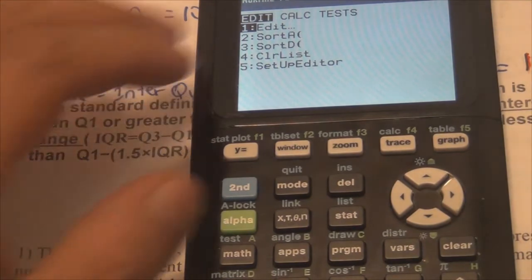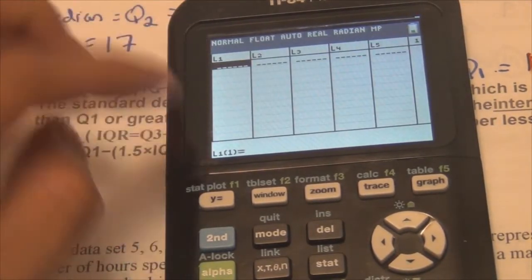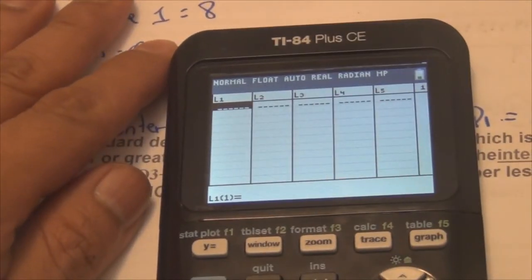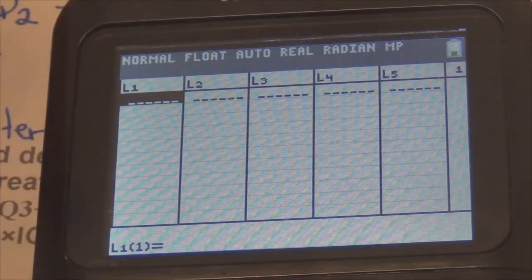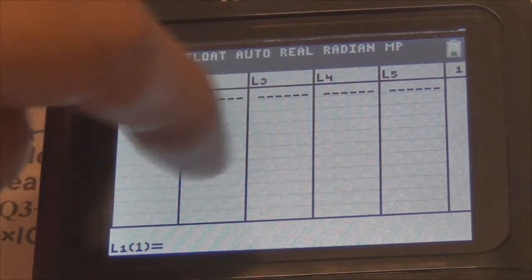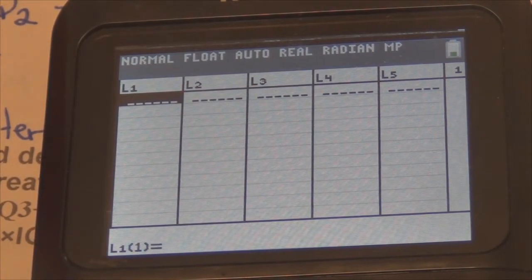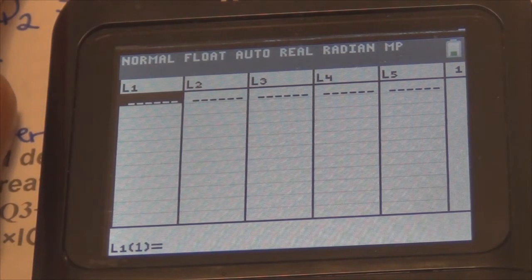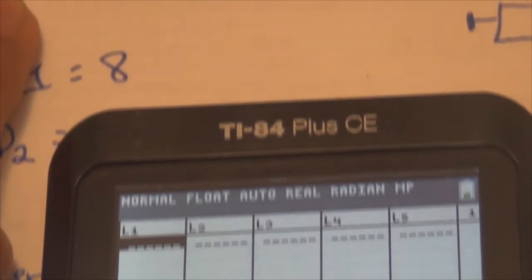Now you're going to press enter on edit, and now you're going to get your little columns. So this is L1, L2, L3, L4, L5. Right now these are for different variables or for frequencies. Right now we're not dealing with that, we're just dealing with the data. So you're going to enter all the values.